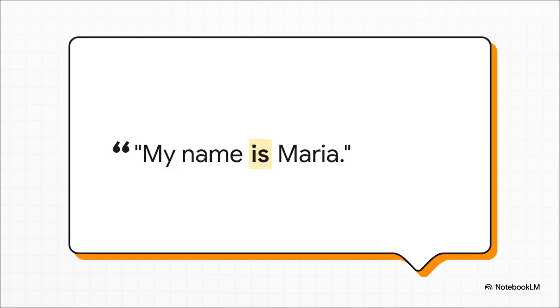So, first up, identity. My name is Maria. This is probably one of the very first sentences anyone learns, right? That little word is doing all the heavy lifting, making that connection between my name and Maria. Next up, where you're from, your origin. I'm from Spain. See how we use that handy little contraction, I'm? It's fast, it's simple, and it's how people actually talk.